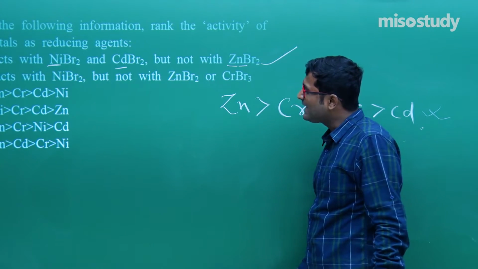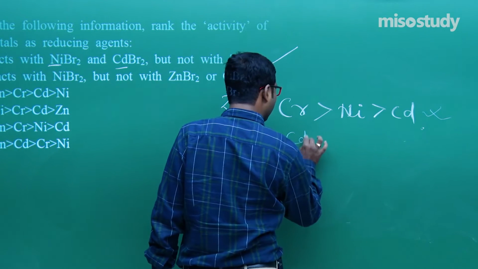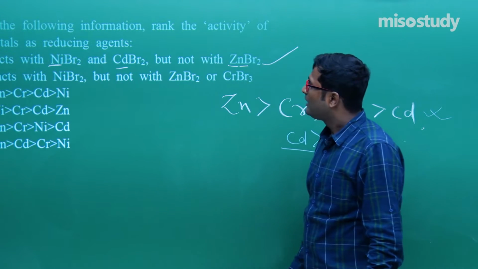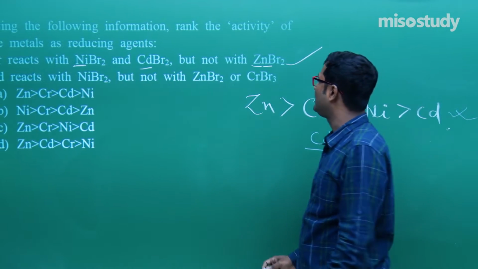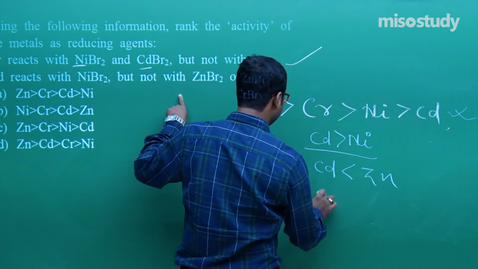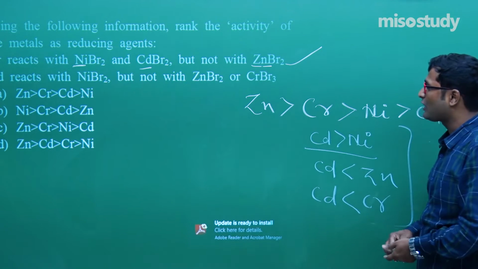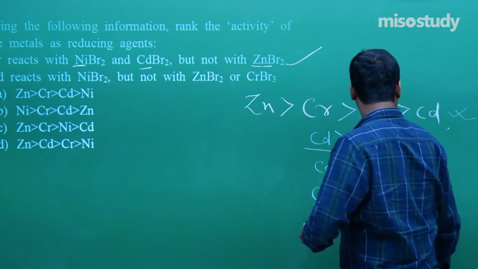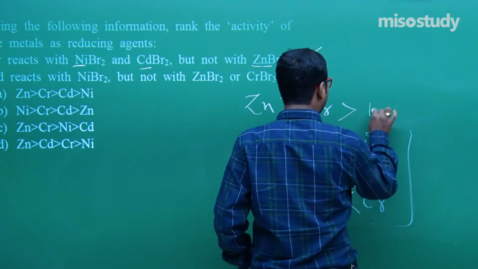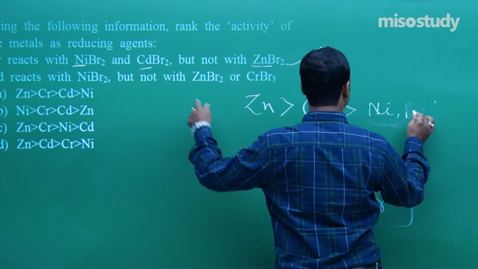Now Cd reacts with NiBr2. That is, definitely Cd is more reactive than Ni. Yes, sir. This is what the second statement tells. But it does not react with ZnBr2. Then definitely Cd is less reactive than Zn. Cd is less reactive than Cr. Am I right or wrong? Right. Here one more thing: the relation between Zn, Cr and Ni is not given here, completely not mentioned. This is the relation between Ni and Cd.